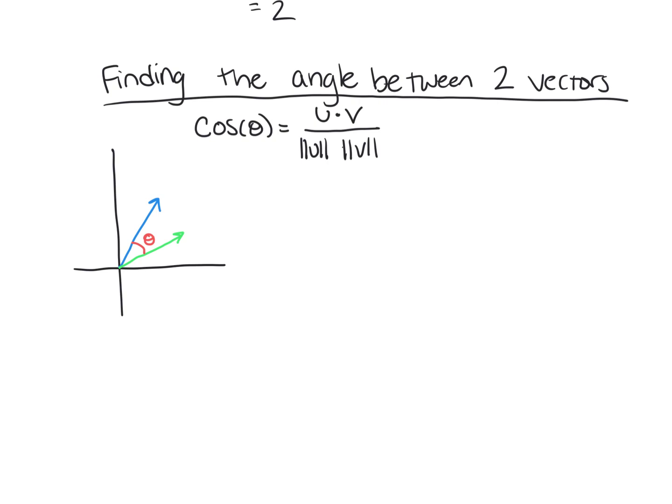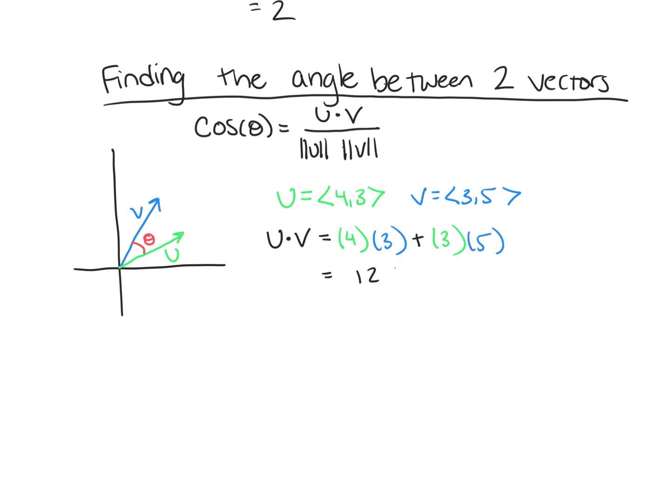So again, we have vector v and vector u. We're going to say that vector u is 4, 3. We're going to say that vector v is 3, 5. And I'm trying to find the angle between these two. So first thing, just like we practiced, I'm going to find the dot product of these two vectors. So that's going to be 4 times 3 plus 3 times 5.